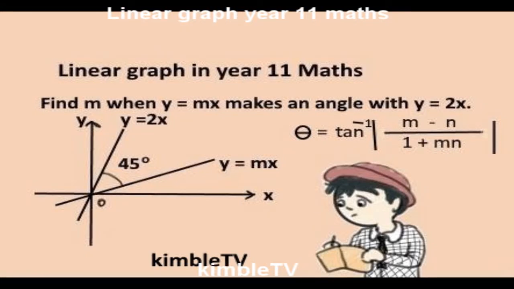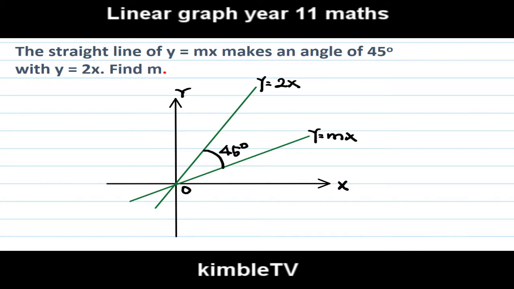The straight line y equals mx makes an angle of 45 degrees with y equals 2x. Find m.